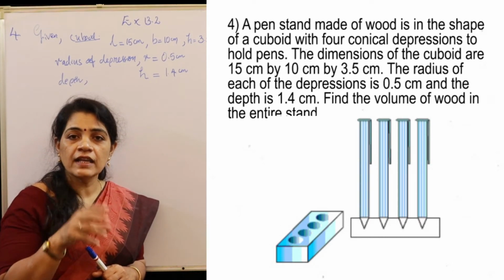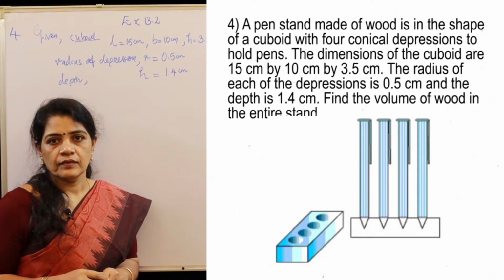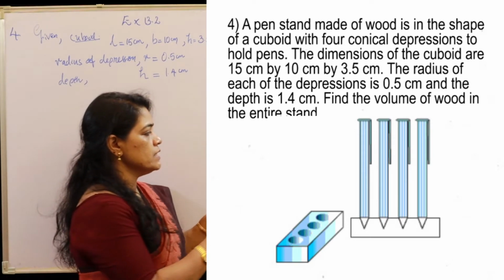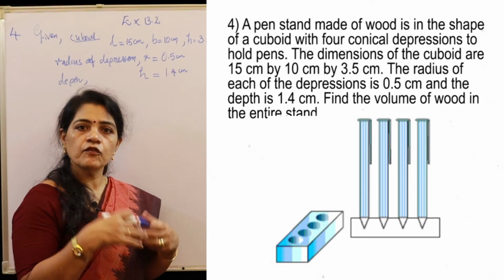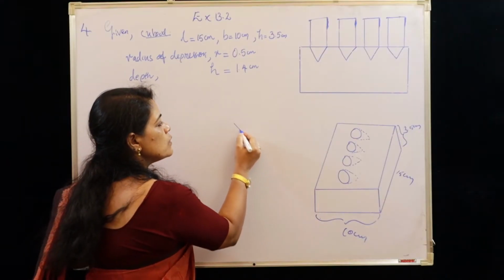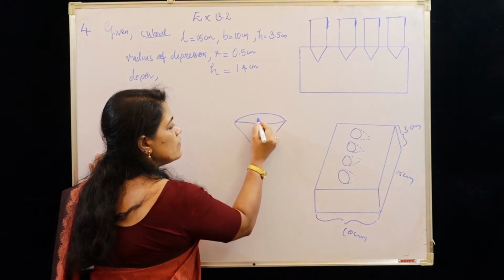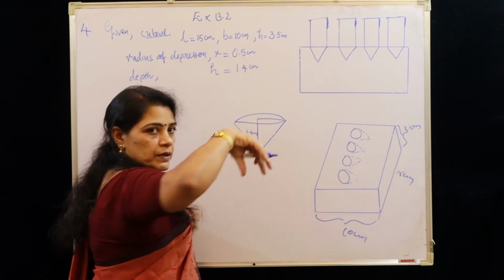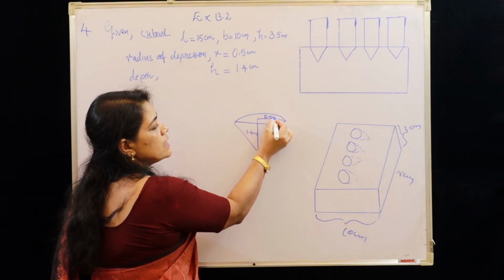And what is finally asked? What is the volume of wood in the entire pen stand? That means you have to subtract the volume of 4 conical depressions from the volume of the cuboidal pen stand. For that, length, breadth and height are given. Also see this is the conical depression, and its height is given as 1.4 centimeter, the depth of the depression, and the radius is given as 0.5 centimeter.